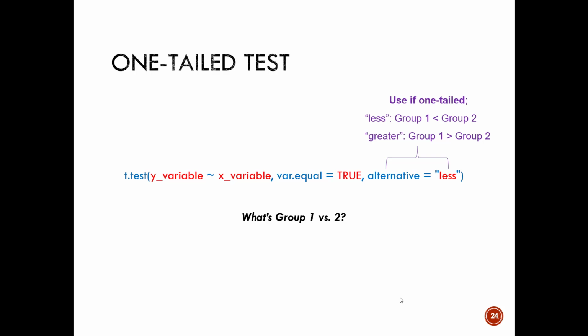Now looking at the very end of it, sometimes it may be hard to parse out what is group 1 versus 2. So let's talk a little bit about that. You might recall that R alphabetically orders groups. So for example, if you have a no yes variable or yes no variable, then no becomes group 1.